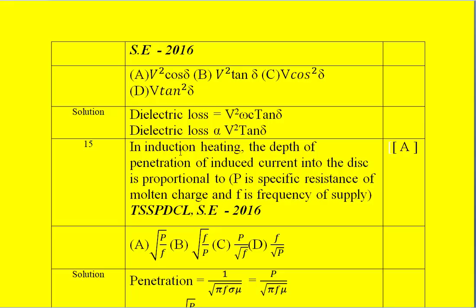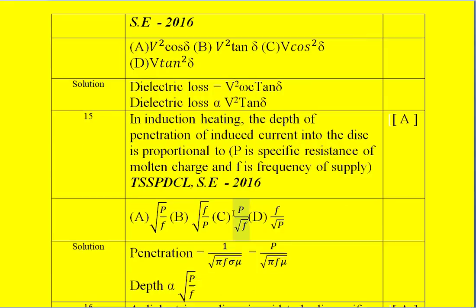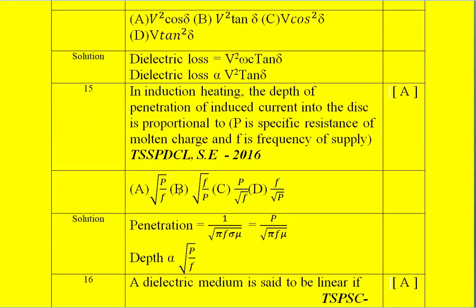Next, in induction heating, the depth of penetration of induced current into the disc is proportional to: A is root of rho by F, B is root of F by rho, C is rho by root F, D is F by root rho. Here rho is the specific resistance of the molten charge and F is the frequency of the supply, and this was given in 2016 TS SPDCL for sub-engineers.